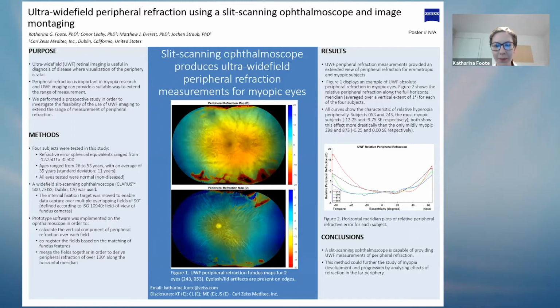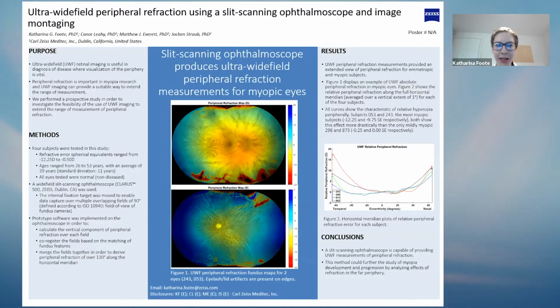researchers studying myopia. Although commercially available, open field autorefractors can be used to measure peripheral refraction, a wide field slit scanning ophthalmoscope can potentially perform such measurements faster and with more ease of use. Peripheral refraction is of interest in the pathogenesis of myopia, and ultra-widefield imaging can provide a suitable way to increase measurement areas. We performed a prospective study in order to investigate the feasibility of the use of ultra-widefield imaging to extend the angular range of measurement for peripheral refraction.